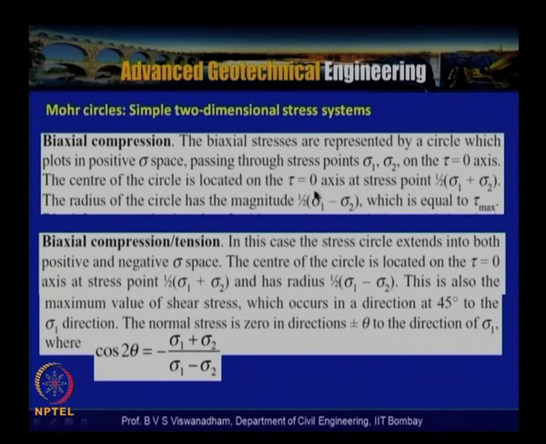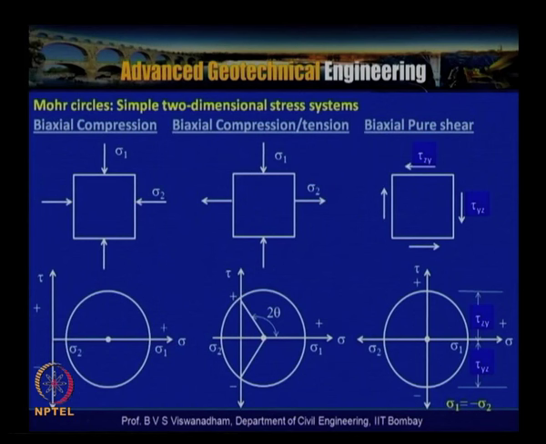Then the center is located at the stress point sigma 1 plus sigma 2 by 2, and the radius of the circle has the magnitude of sigma 1 minus sigma 2 by 2. The radius of the circle is nothing but the maximum shear stress ordinate, sigma 1 minus sigma 2 by 2, that is the maximum shear stress located here on the positive side and negative side.